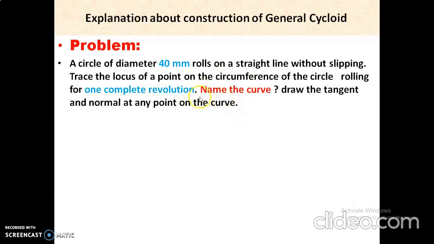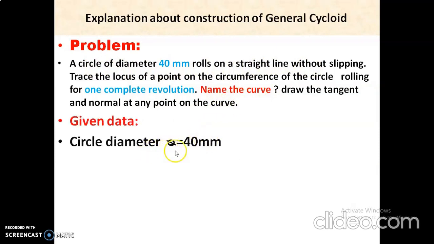The given curve is a general cycloid. Why? Because the circular body is rolling on a straight path. If the circular body rolls on another circle, that is an epicycloid. If the circular body rolls inside another circle, that is a hypocycloid. In this problem, the circular body is rolling on a straight path, so the given curve is a general cycloid.